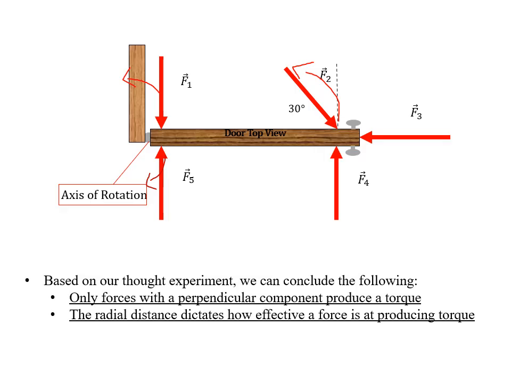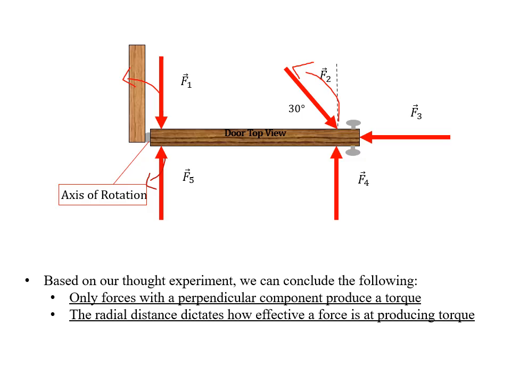So based on our thought experiment, we can conclude the following: only forces with a perpendicular component will produce a torque. And the radial distance dictates how effective a force is at producing a torque. Now, torque is angular force. It's a force that will cause an object to rotate. Just like how we talked about linear motion, a push will get an object to start moving linearly, an angular push is going to get an object to start rotating.